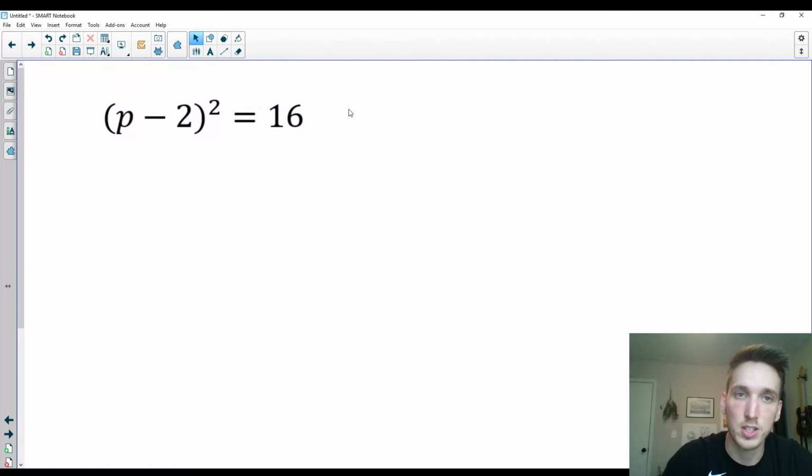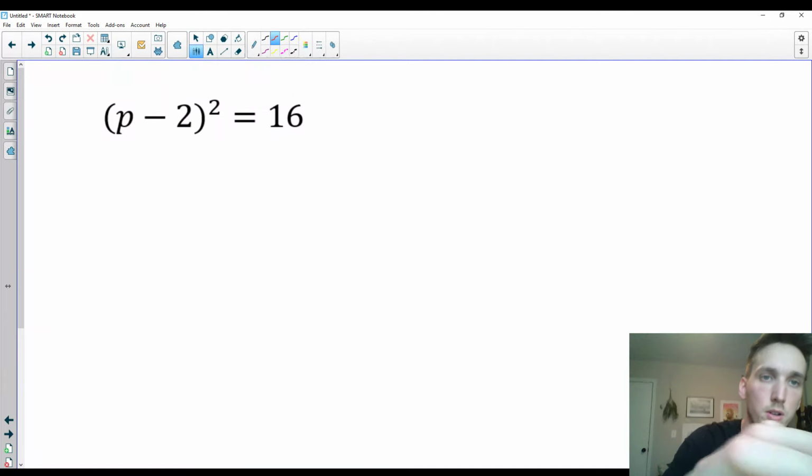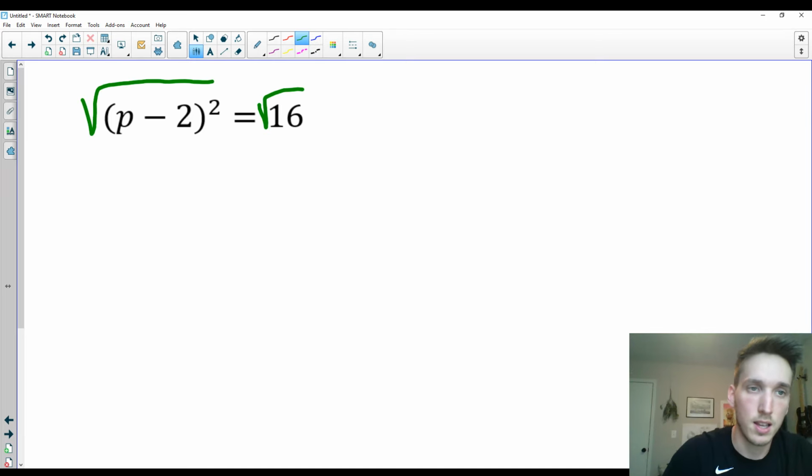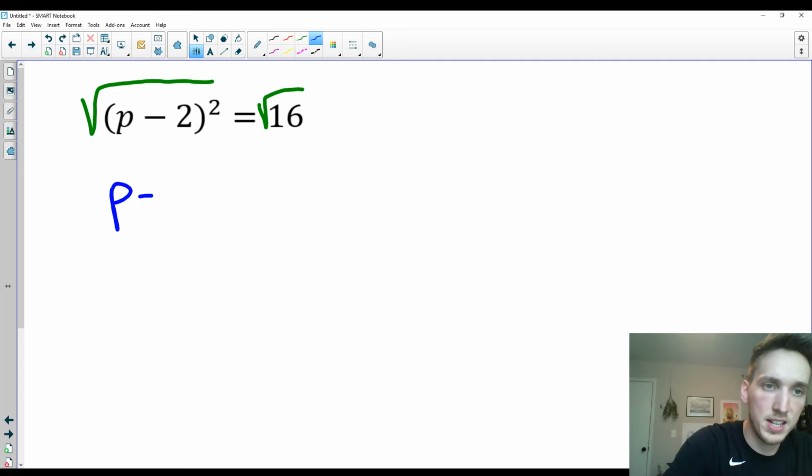So we've got to get rid of that squared first, and hopefully you're starting to see that to get rid of an exponent of 2, you have to take the square root of both sides. And the square root of something squared, well, these undo each other. So I'm left with just p minus 2 equals.